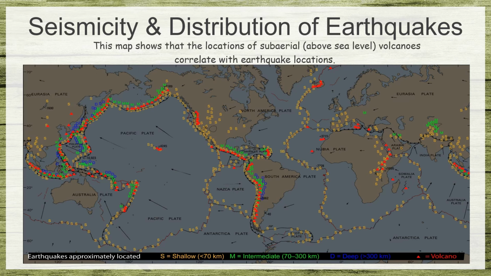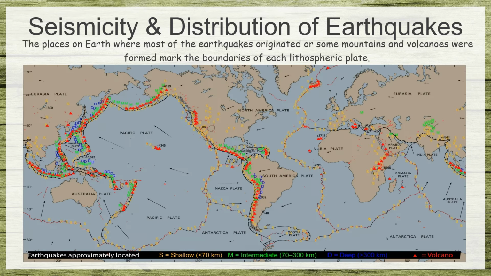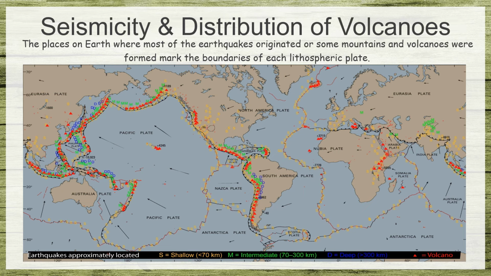So kung titingnan natin sa mapa, where there are earthquakes, there are also volcanoes. And most likely, makakakita ka ng volcanoes on the plate boundaries or kung saan nagtatagpo yung dalawang lithospheric plates. So, ito yung pinagbasehan in order for the scientists to determine what are the different type of lithospheric plates.